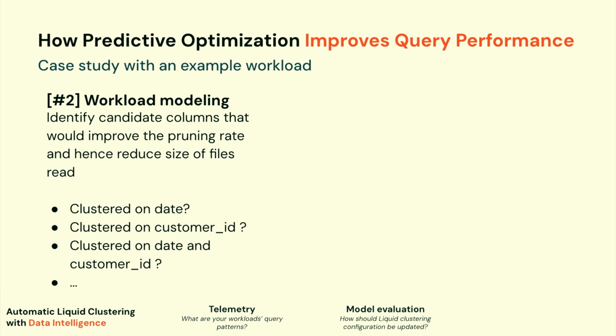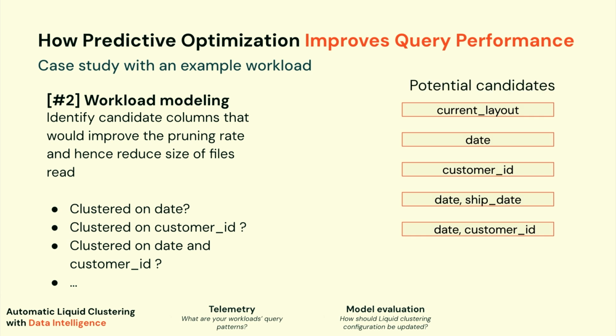Now, across all the columns in your queries, predictive optimization leverages a workload model to carefully identify and narrow down to a candidate set of columns that actually improve the pruning rates of your workload, basically reducing the amount of data read.